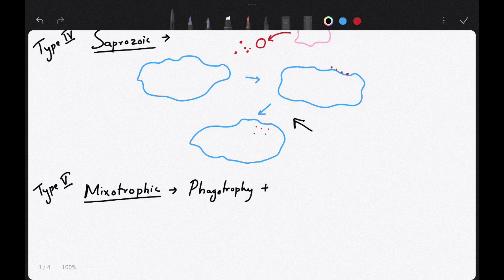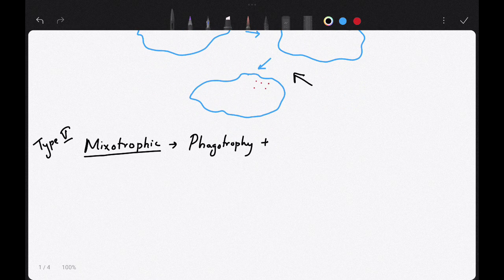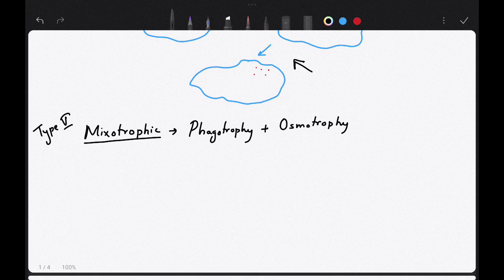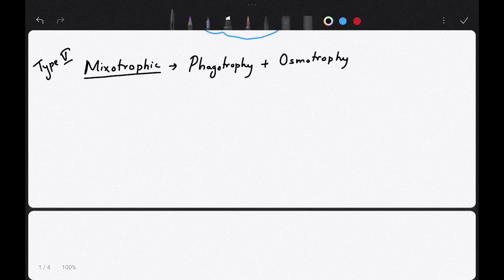So in mixotrophic nutrition we can see phagotrophy plus osmotrophy, or we can see that the organism produces its own food plus phagotrophy, meaning there is a mixed type of nutrition in this kind of organism.